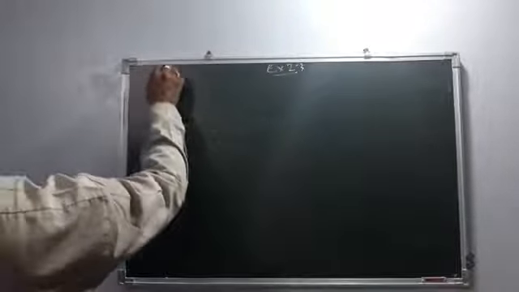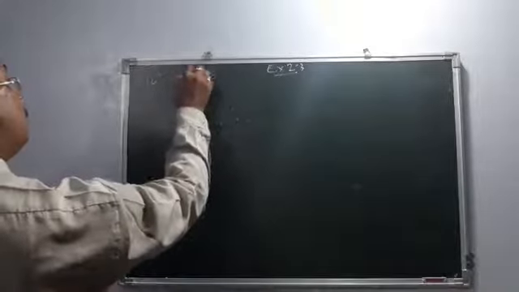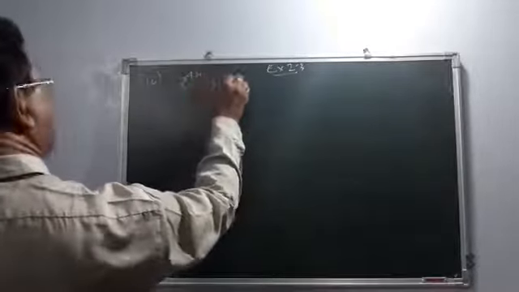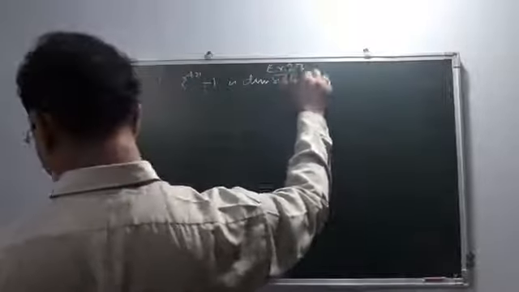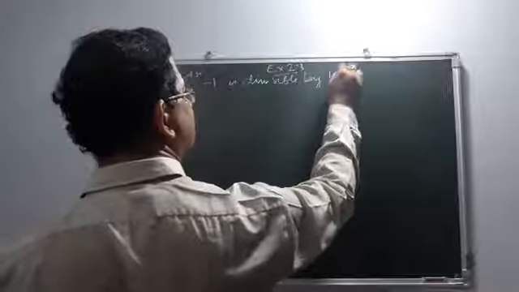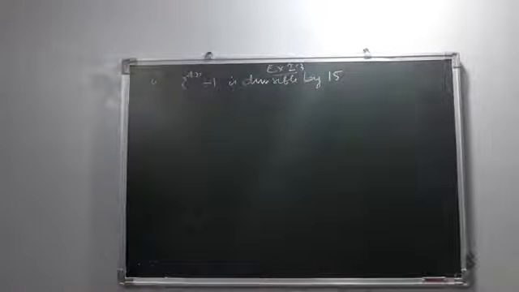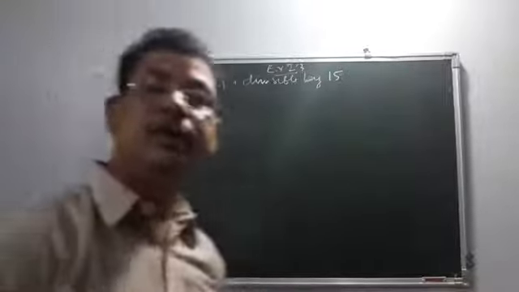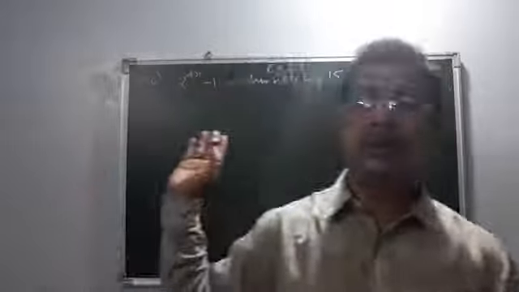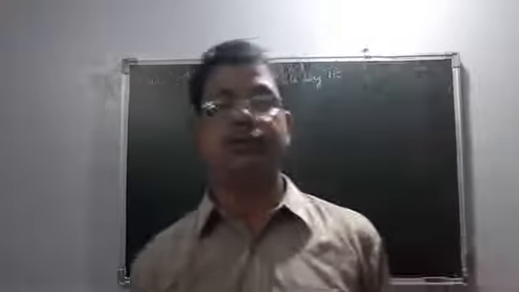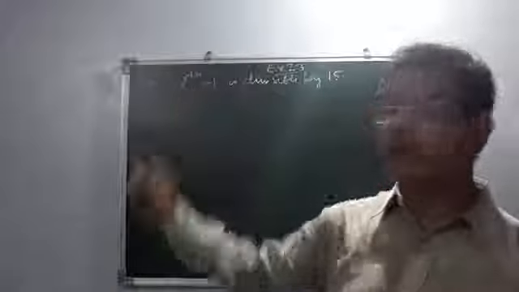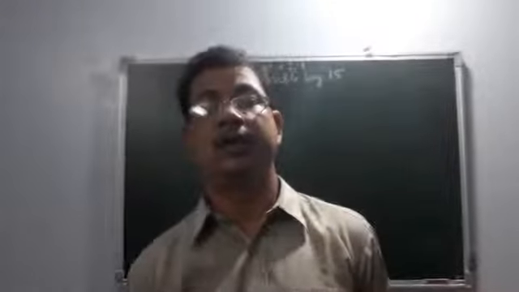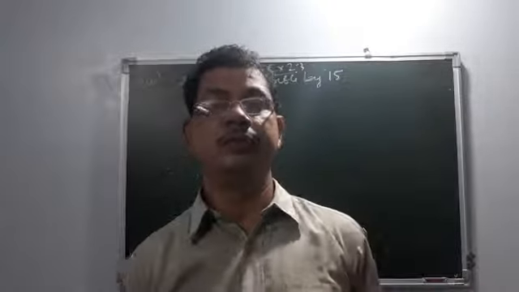This sum is: 2 to the power 4n minus 1 is divisible by 4. Sorry, not 4, 15. Students, concentrate on this question. If we concentrate, what we will get? That if we put any natural value of n, that is n is 1, 2, 3, 4, 5, any value, then 2 to the power 4 into that natural number minus 1 will always be divisible by 15.